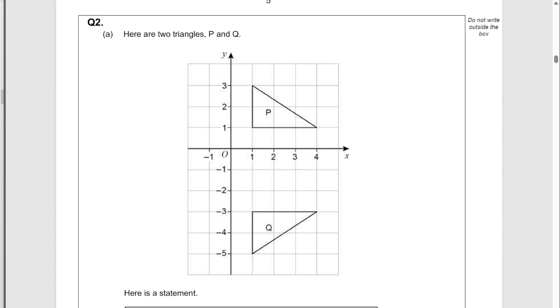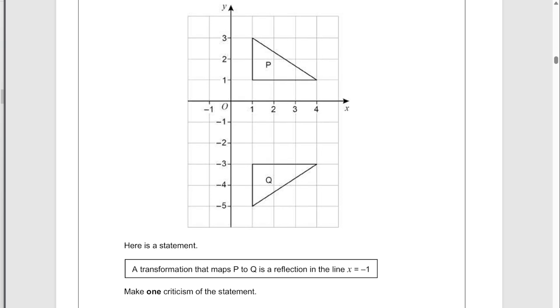Here are two triangles, P and Q. Here is a statement. A transformation that maps P onto Q is a reflection in the line x equals -1. Write down one criticism of the statement. Well, it is a reflection, and it does map P onto Q, but it's not reflected in the line x equals -1. The line x equals -1 would be that line there. So this is actually a reflection in the line y equals -1.